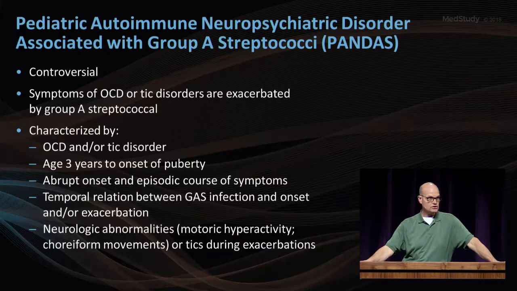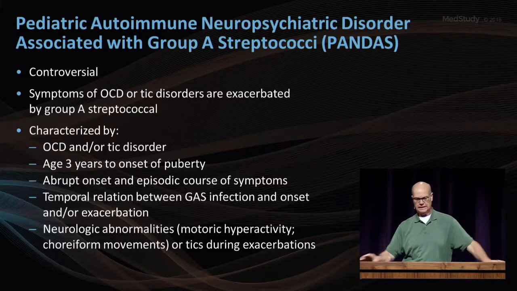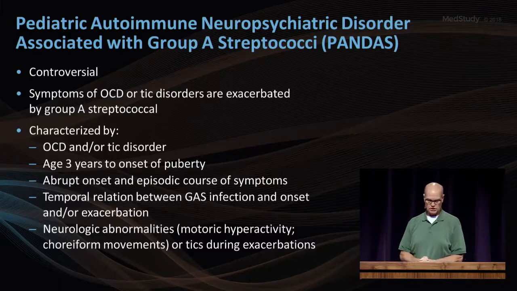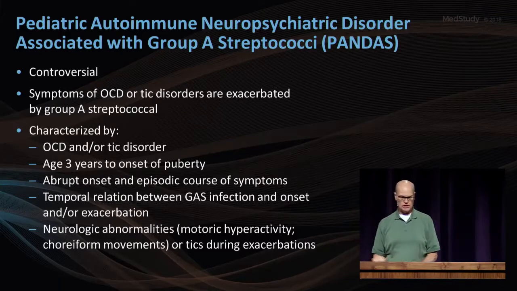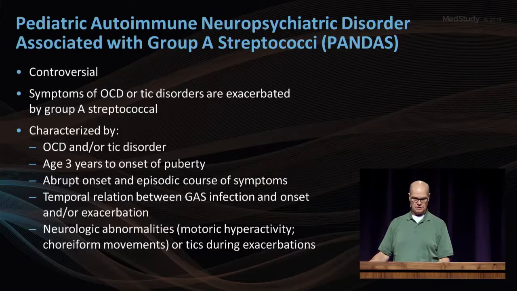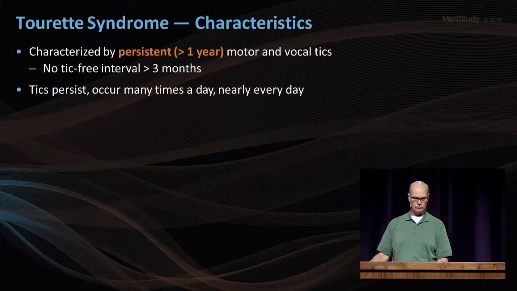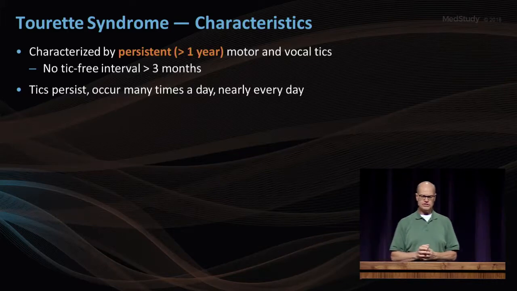It usually affects children 3 to puberty, very abrupt onset, and again, temporally related to Group A strep infection with the various neurologic abnormalities listed here. So there are some tic disorders associated with certain underlying diseases that you need to keep in mind for your boards. Now, what about Tourette's syndrome?